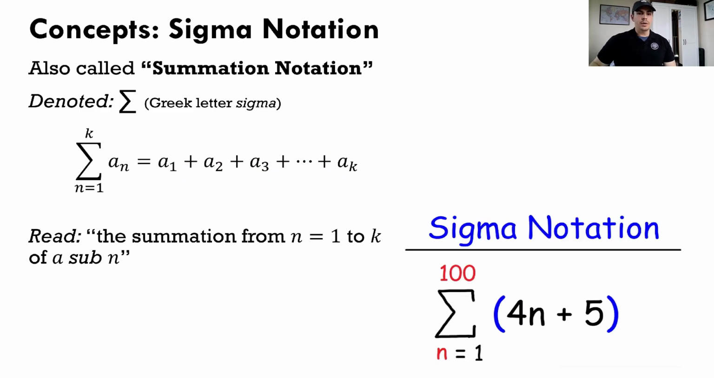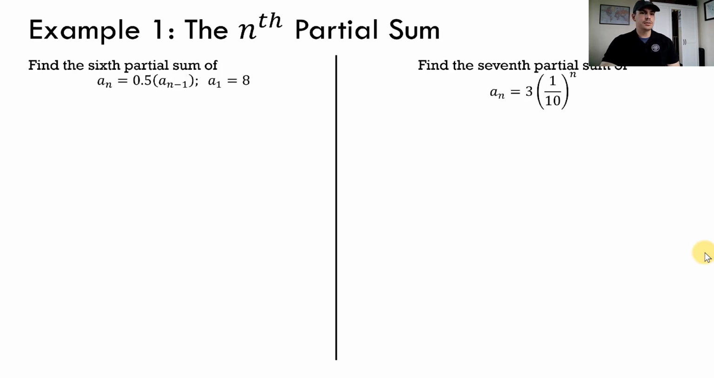So an example here, we would say the summation from n equals 1 to 100 of 4n plus 5. I would start this off by making n 1. So I'd have 4 times 1 plus 5, and then plus 4 times 2 plus 5, and that would be my second term, and then I would go all the way to 100. That's what this sigma notation represents. All right, so those are our two concepts. Let's get into some examples.